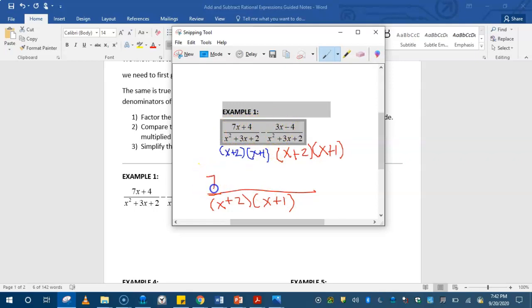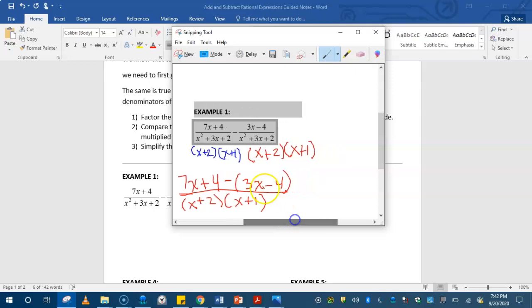I am going to have a 7, and I'm just going to put it all together. It's kind of like the smush in multiplication. I got a 7x plus 4 minus, and you've got to be careful, make sure you put your next fraction in parentheses because you're subtracting a 3x minus 4. All right, and that is important.